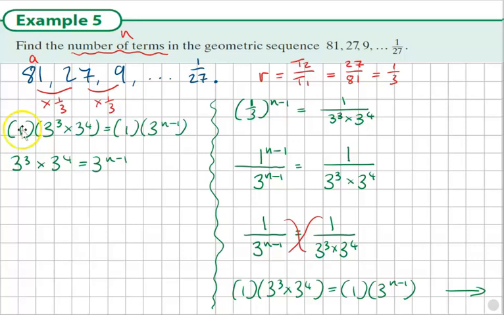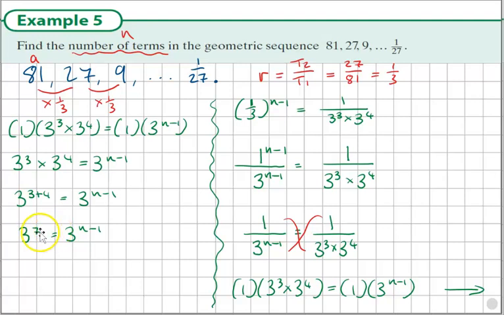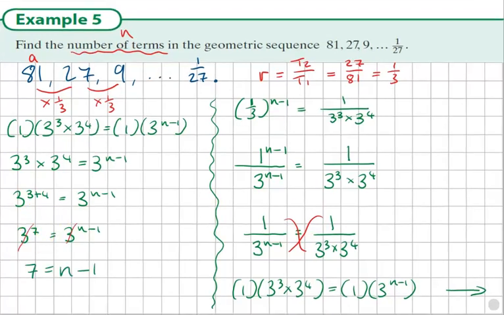Okay, so 1 multiplied by anything is just itself. So I just have 3 to the power of 3 times 3 to the power of 4 on the left. And likewise, 1 times anything is itself, so 3 to the power of n minus 1 on the right. Then multiplying powers with the same base, we add the powers. So we get 3 plus 4 on the left, and 3 plus 4 gives us 7. Now we can cancel out the 3's because the bases match. And we have 7 is equal to n minus 1.